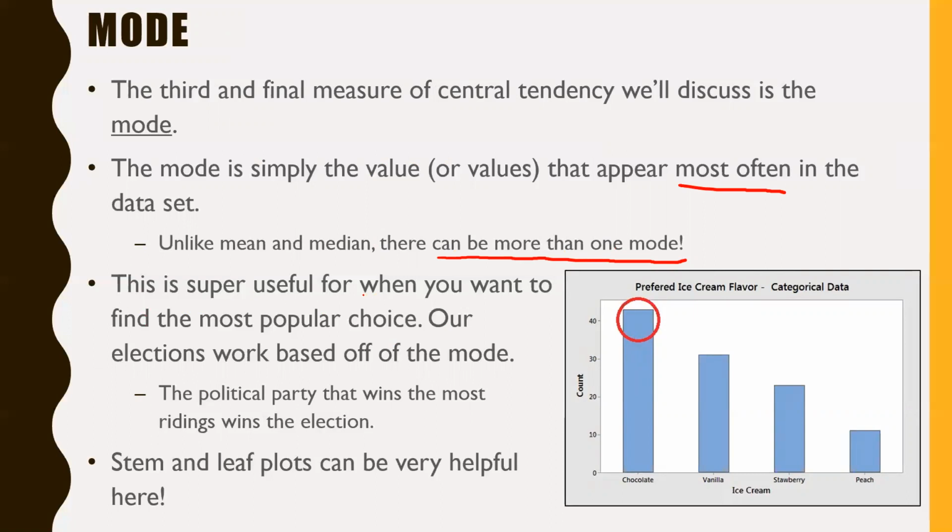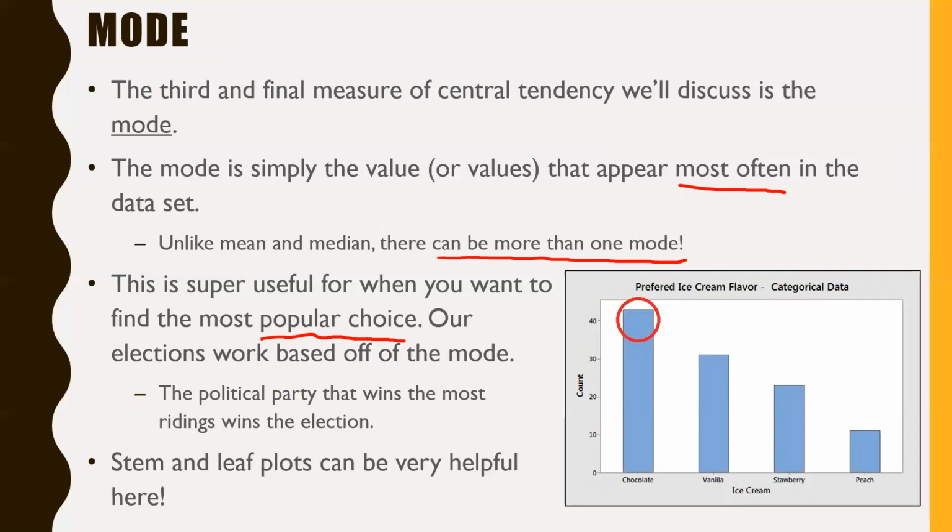Now this is super useful for when you want to find the most popular choice. Of course, the number that appears most often is going to be the most popular number in the data set. So our elections work sort of technically based off of the mode, right? If you gave each political party a number, and instead of voting for a party you voted for that number, the number that would appear most often in the ballot box is the one that wins.